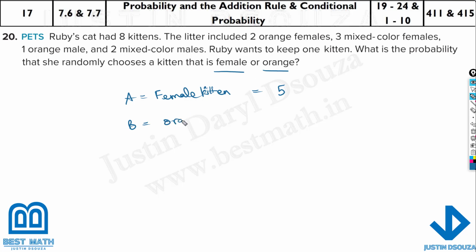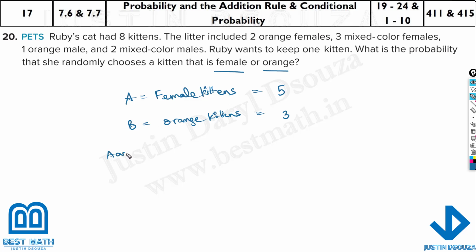And what about orange kittens? Here we have orange. Over here there are 2 orange females and 1 orange male, that is 3. So these are the values.